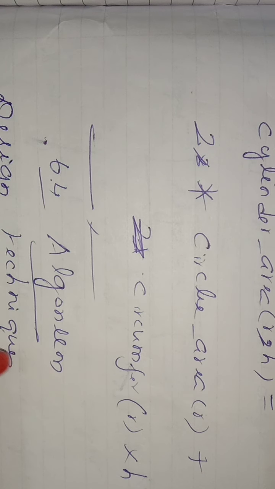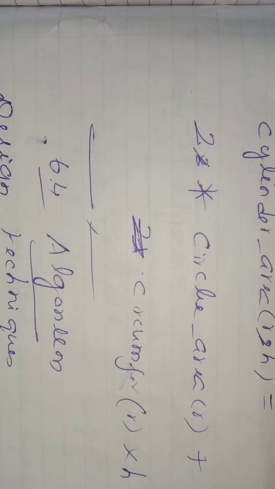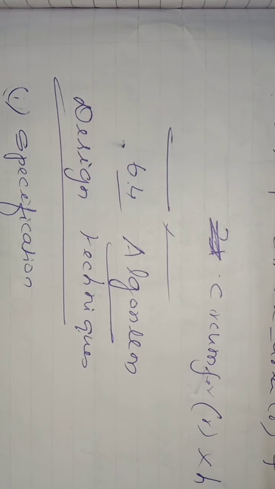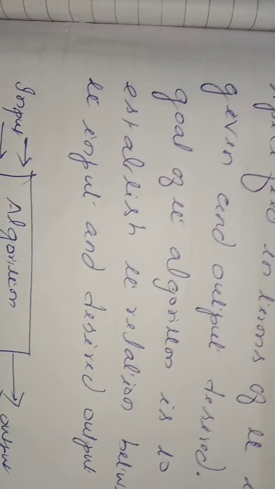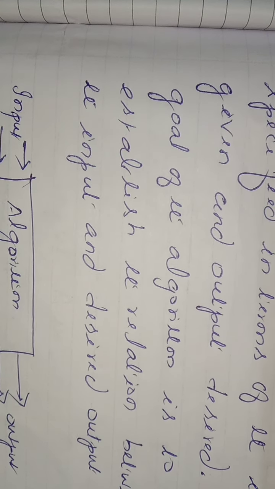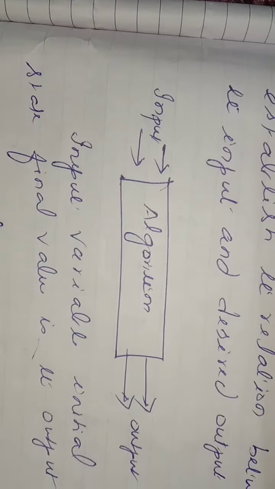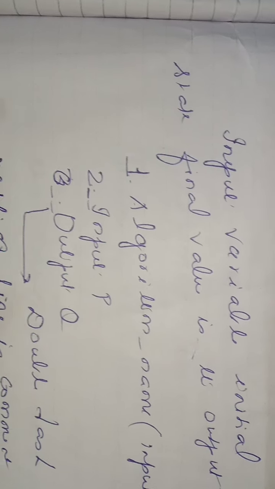So, algorithm design techniques. What are the algorithm design techniques? You have specification, abstraction, composition, decomposition. The first two things we are going to analyze in this class. So what is specification? Actually, you are providing the input. The algorithm will take care of it and produce the output. So an algorithm has an input, an output, and then a body.